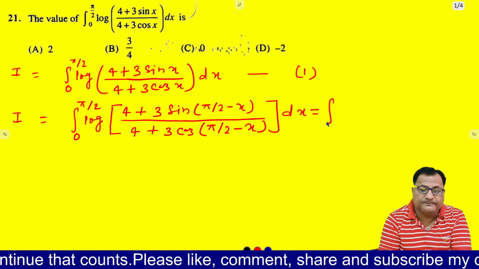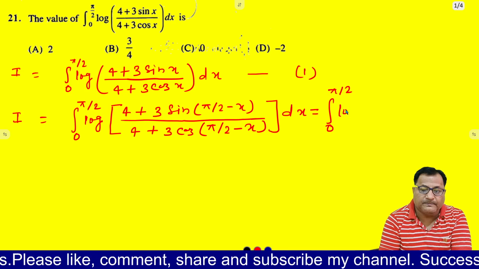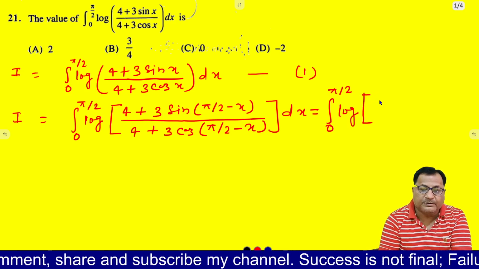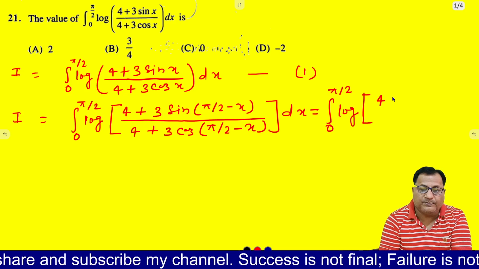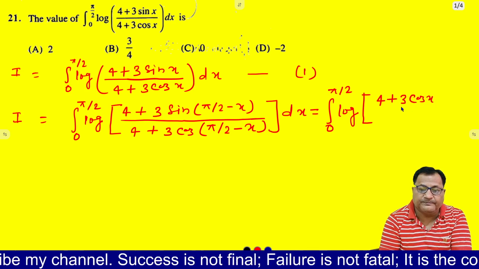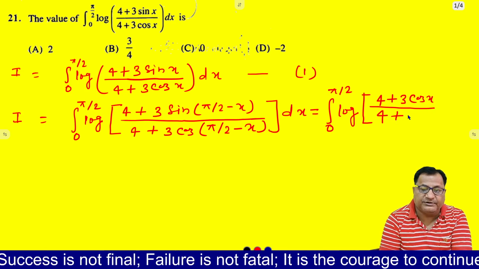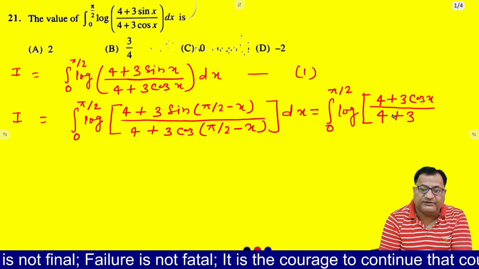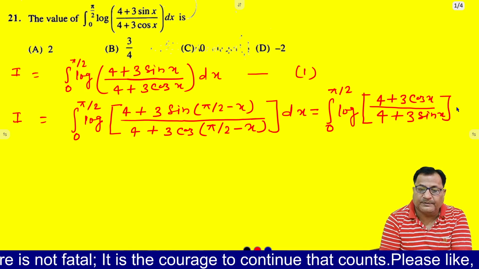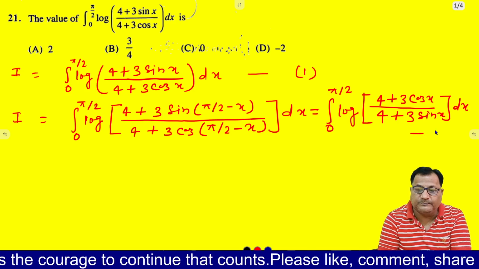And that is integral from 0 to pi by 2 of log of (4 plus 3 cos x) divided by (4 plus 3 sin x) dx. This is number 2.